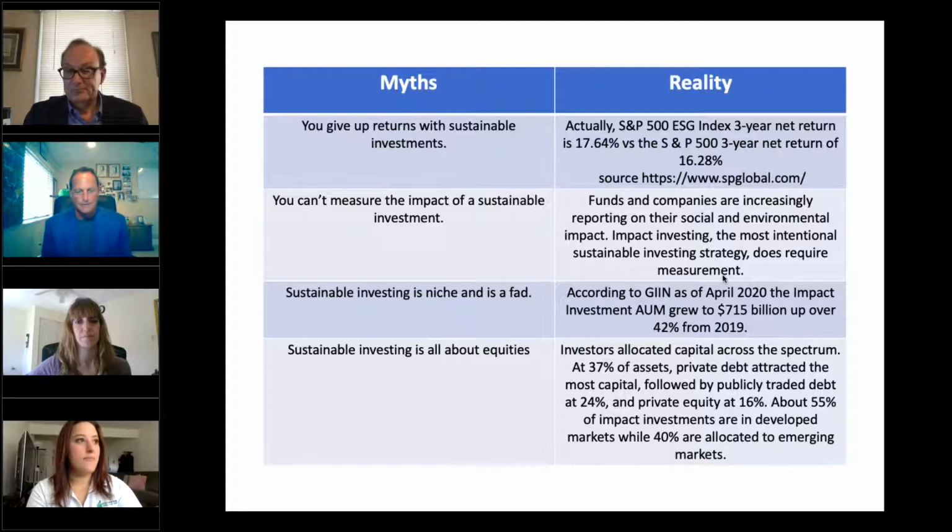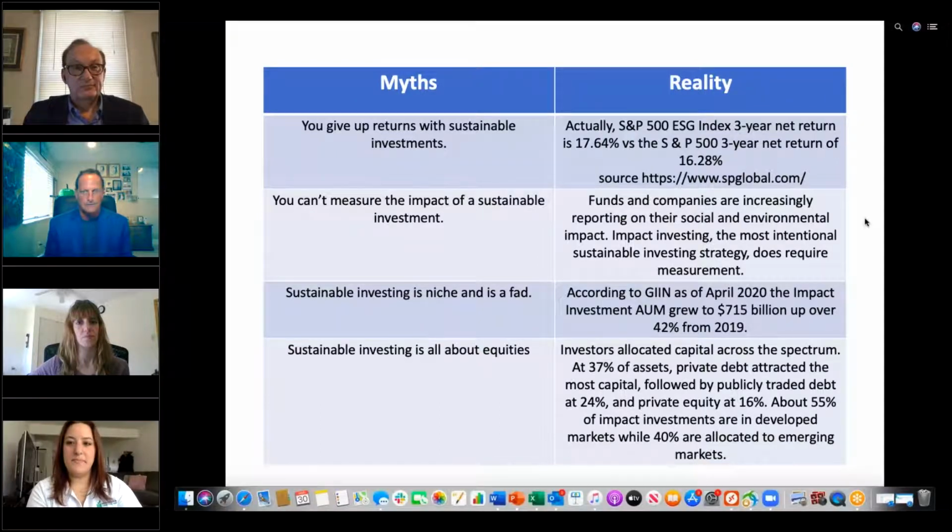And now to the myths and the reality. It's pretty interesting that nobody has done ESG investing through their brokerage account or through their IRAs, because it is one of the fastest growing asset classes in the world. A lot of people don't get into it because they think they're going to get a lower rate of return on their investments, which is totally a myth.